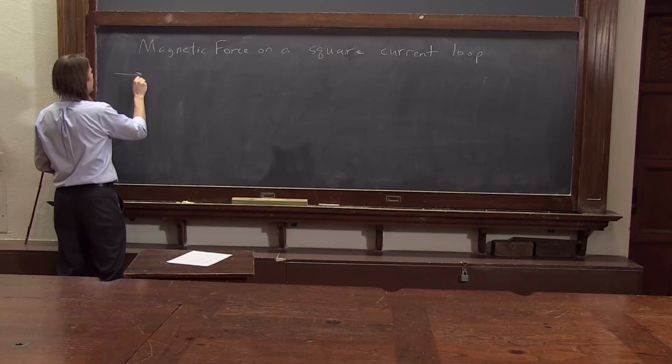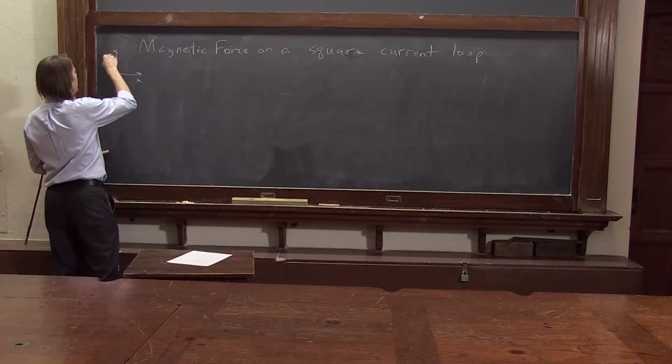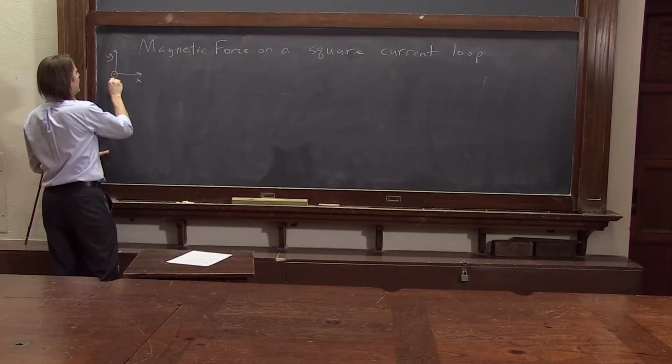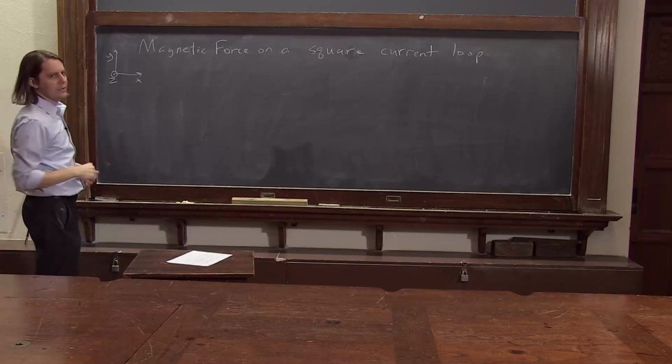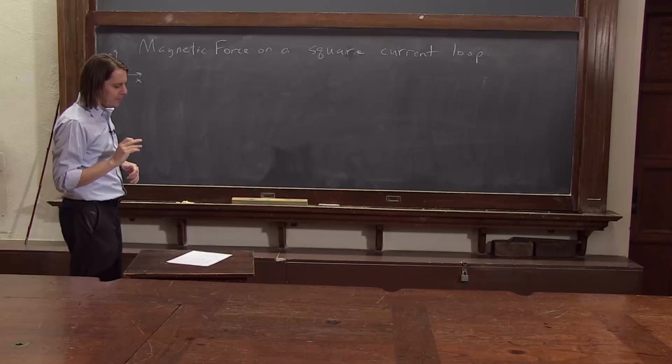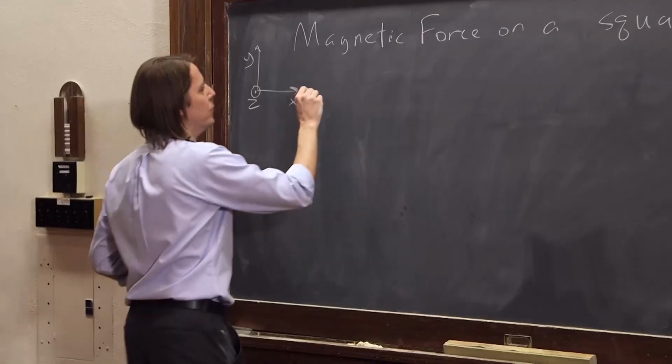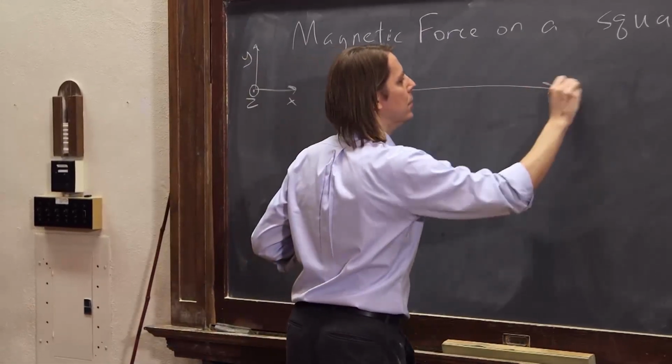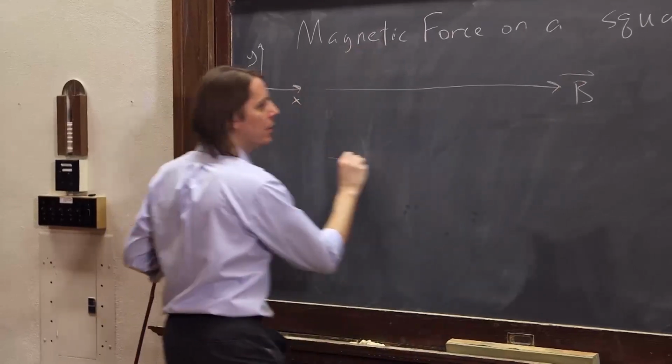So let's have x that way, let's have y up, and let's have z out. X cross y is z, so it is a right-handed coordinate system. Let's have a magnetic field pointing in the x direction. So uniform B field pointing this way.